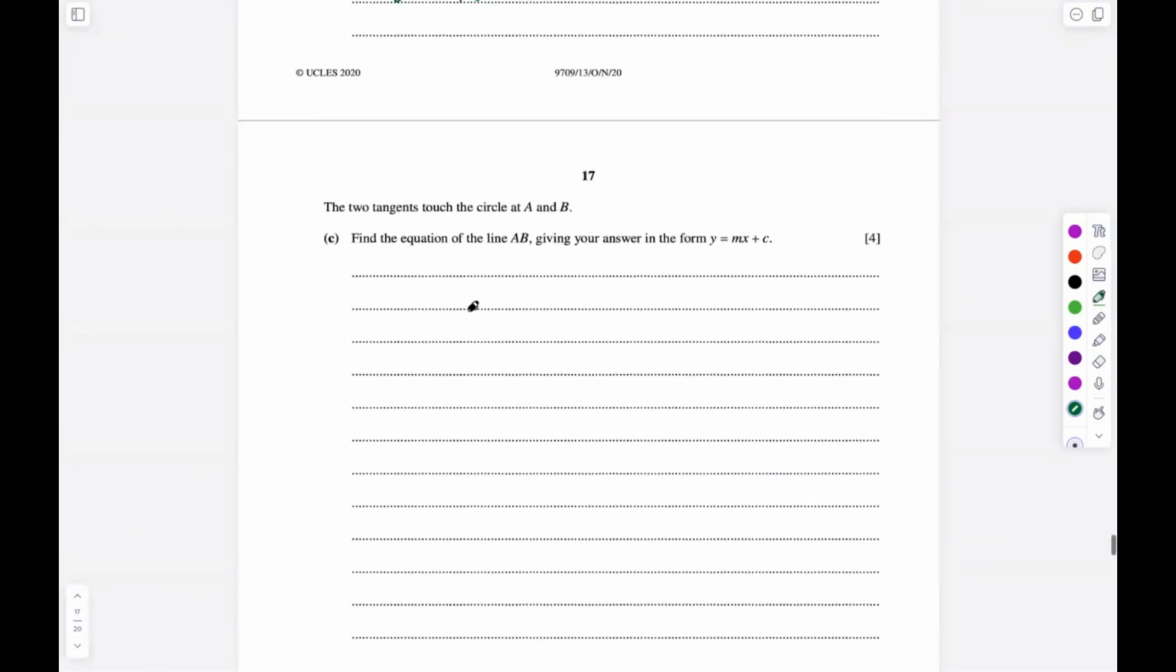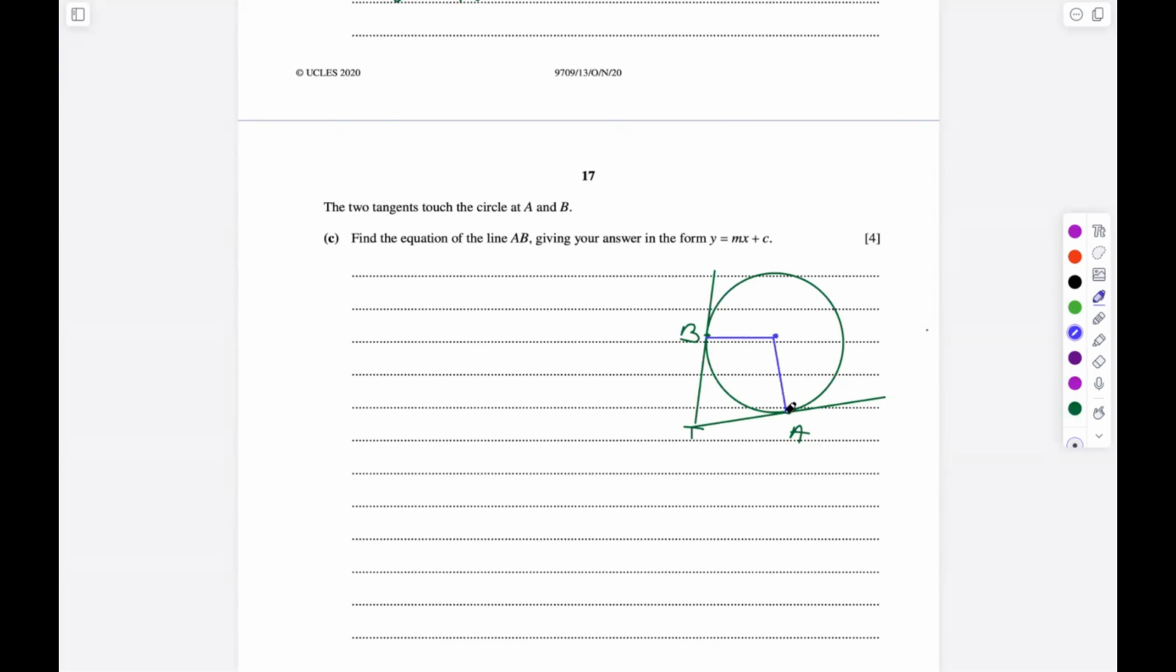In part C, it says find the equation of the line AB, giving your answer in the form y equals mx plus c. Again, to understand this, we'll make the circle over here, the tangents, and the point T over here. Let's make the two tangents again, and we have to find the equation of the line AB. Let's say this is the point A, this is the point B, as the tangents are touching the circle at points A and B, and this is the center of the circle, which is C.